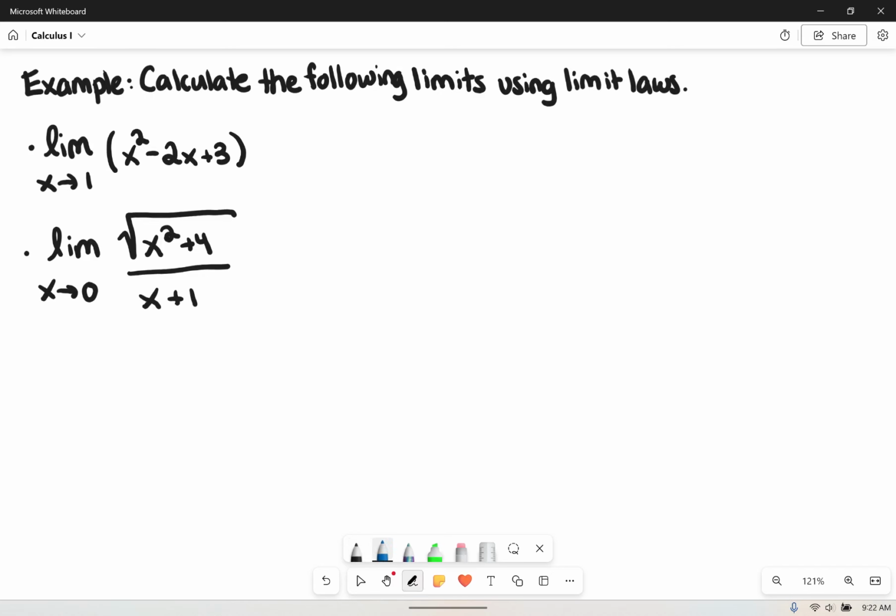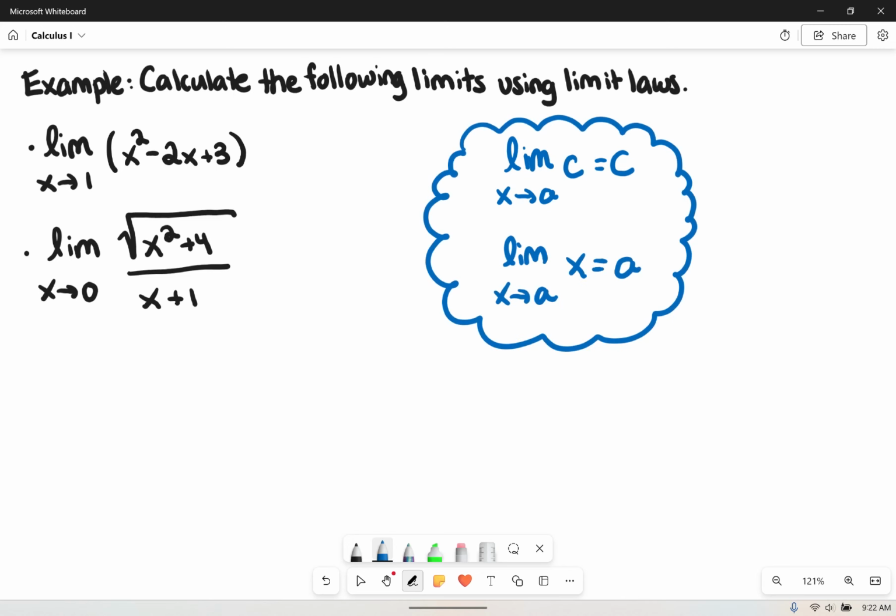For these limits, we'll need to use our two common limits, the limit as x approaches a of c equals c, and the limit as x approaches a of x equals a, along with the limit laws. The general idea is to break the limits up into some combination of just these two common limits, which we can evaluate easily, and then compute the limit from there.